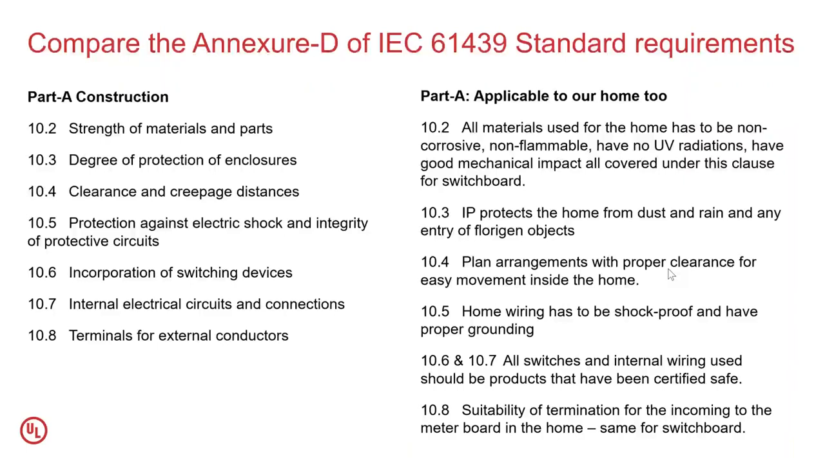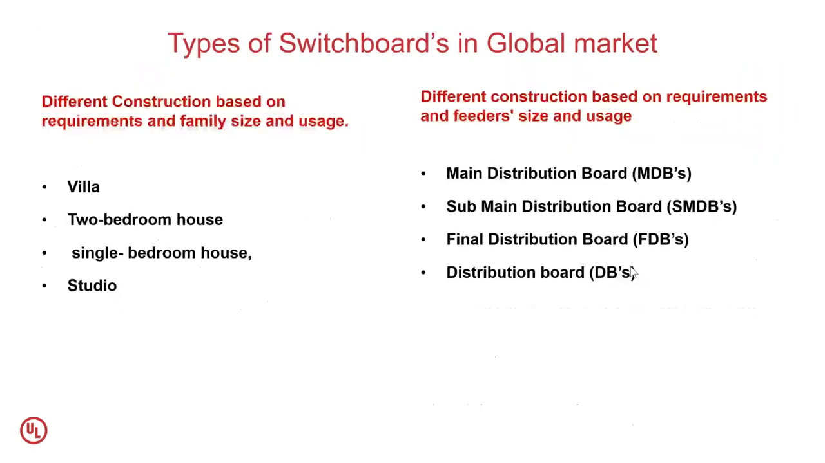Fantastic, right? Now, whatever we are doing in the home, the same we are going to do in the switchboard. 10.2, 10.3, 10.4, 10.5, 10.6, 10.7, 10.8. These clause numbers refer to the constructional part of IEC 61439 for low voltage switchgear and controlgear assemblies, nothing but switchboards. Now the concept is very much clear. Now it's easy for me to switch over to the IEC base standard.